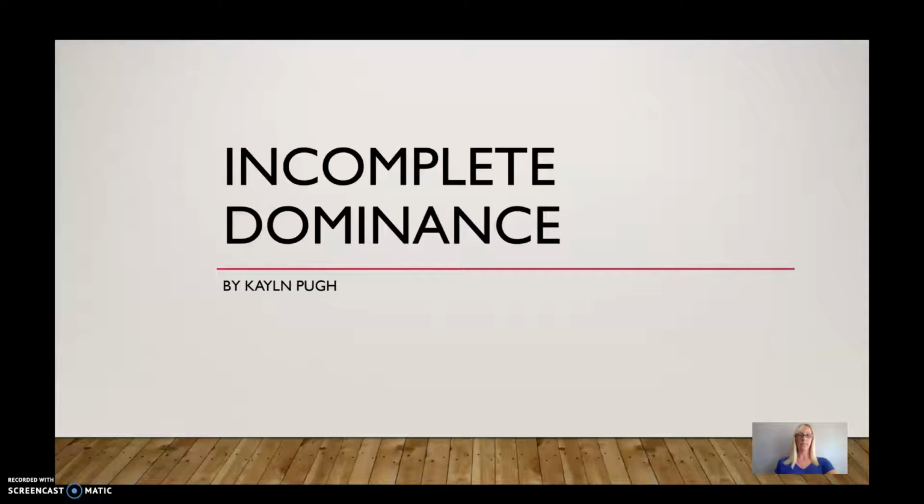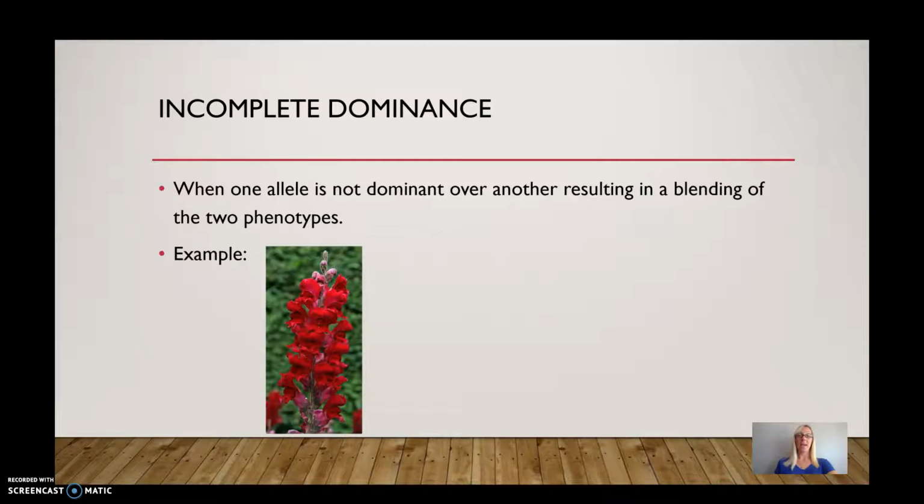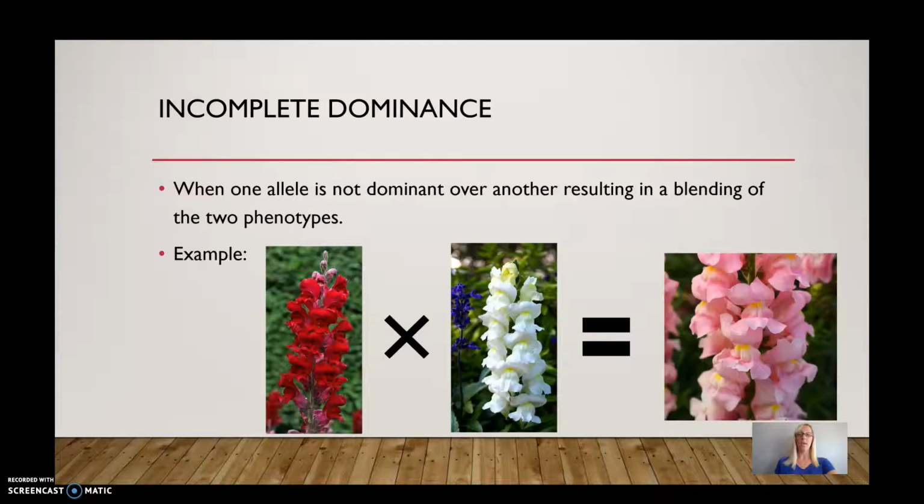So let's talk a little bit about incomplete dominance. Incomplete dominance is when one allele is not dominant over another, resulting in a blending of the two phenotypes. For example, if you take a red snapdragon and cross it with a white snapdragon, all the offspring will be pink.